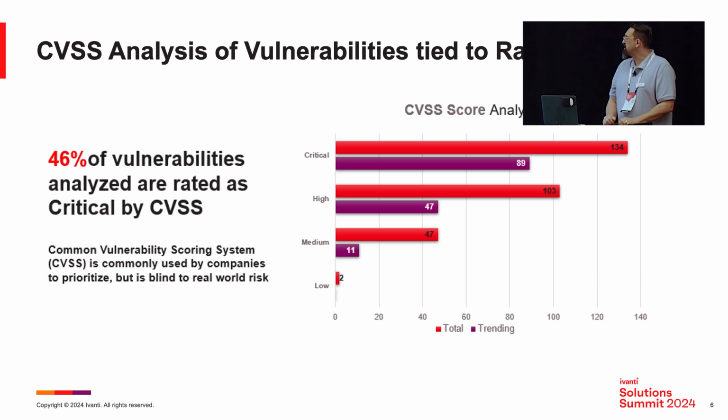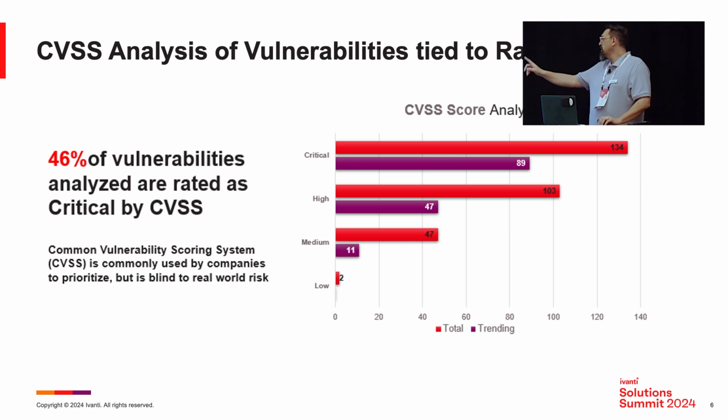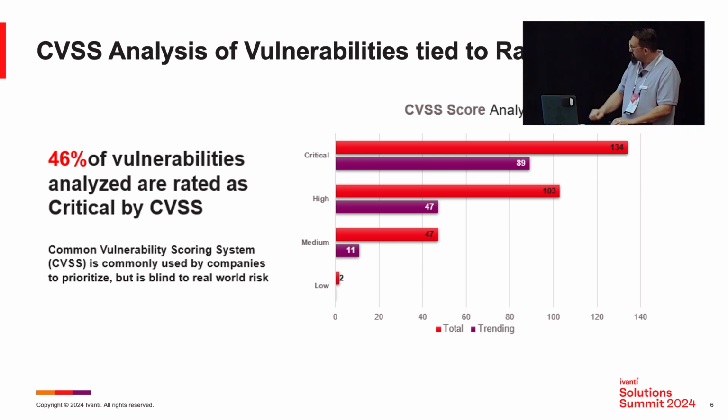This breaks down that scoring analysis. Of those that are critical, 134 in total, what are actually trending in the real world right now? And then those that are high, medium, and of course low. What's interesting, and I don't know if you noticed, is that there are actually mediums and lows that are weaponized as well, that have some sort of tie.